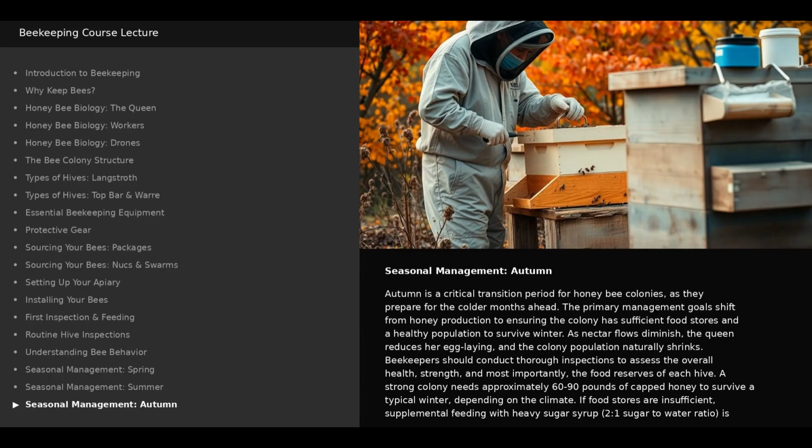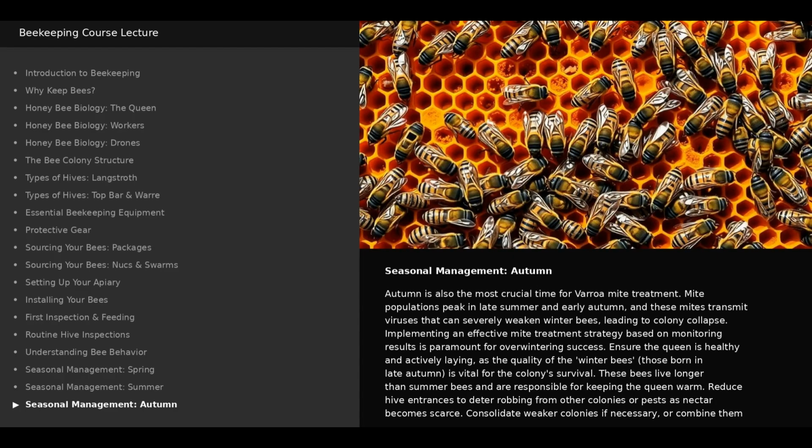Continue feeding until the bees stop taking the syrup, indicating they have sufficient stores or temperatures are too low for processing. Autumn is also the most crucial time for varroa mite treatment.